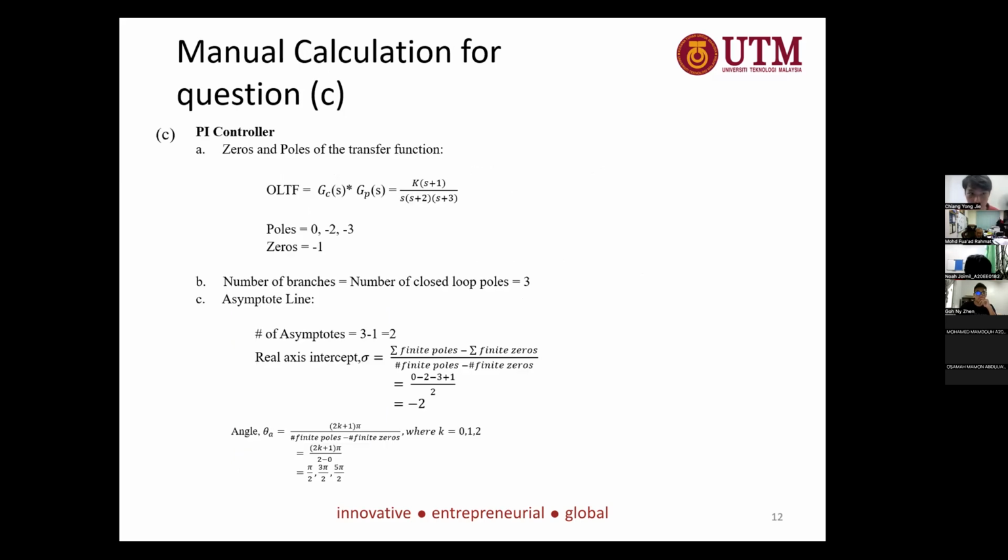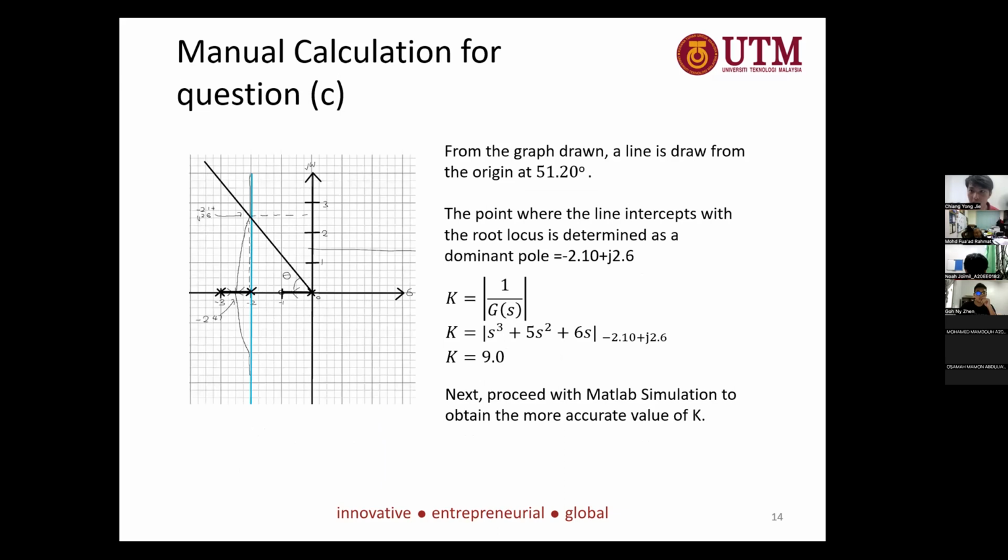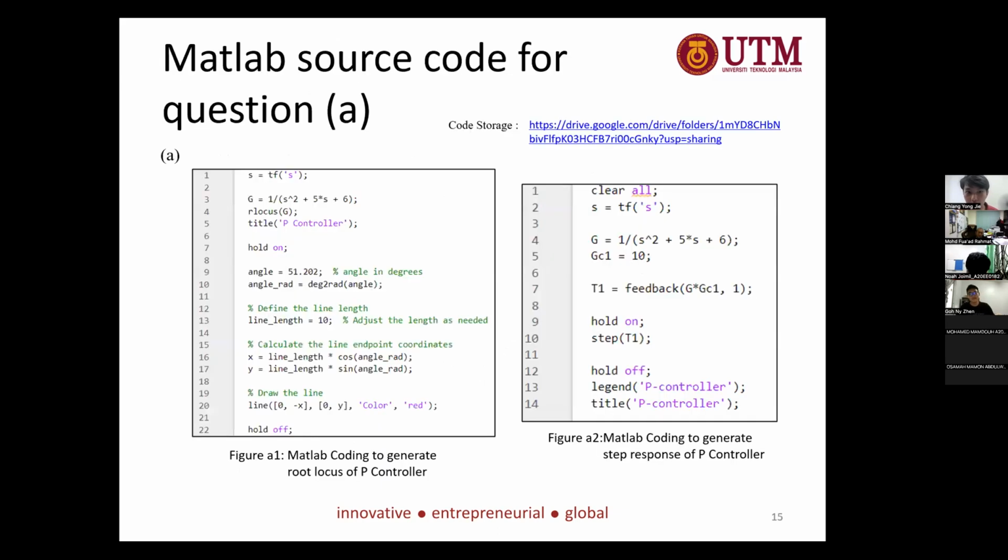And continue on with the PI controller. I also follow the steps that I set up in the flowchart to come up with the manual calculation, and I managed to get the gain value for the P controller, I controller, and PI controller. And after getting all the manual calculation data, I continue on to proceed with the MATLAB simulation.